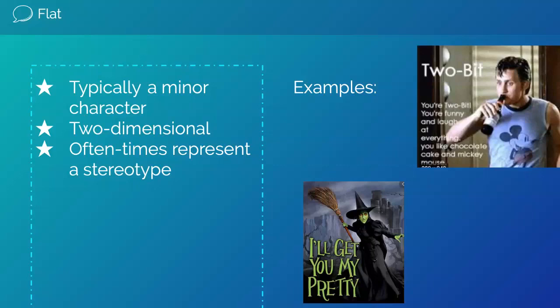So Two-Bit is my example from The Outsiders of a flat character. All that we know is Two-Bit is a funny, happy-go-lucky kind of guy. He does not really propel the action of the story, so we don't have to have him. However, the Wicked Witch of the West, who antagonizes the main character, is a flat character, but we cannot have the Wizard of Oz without her. We need her for the action because she's also the antagonist.